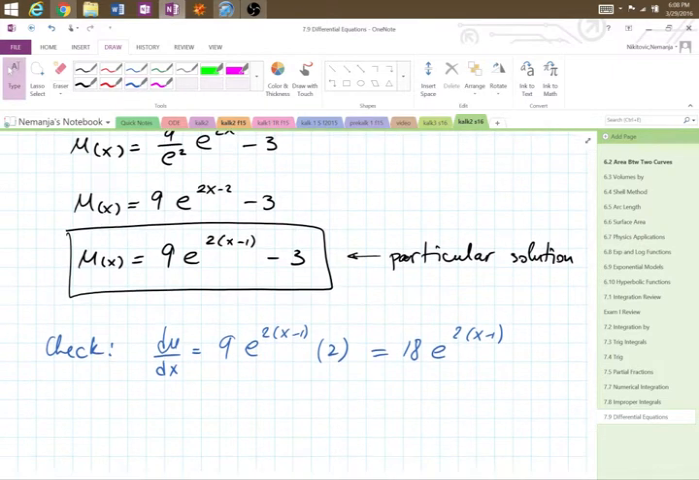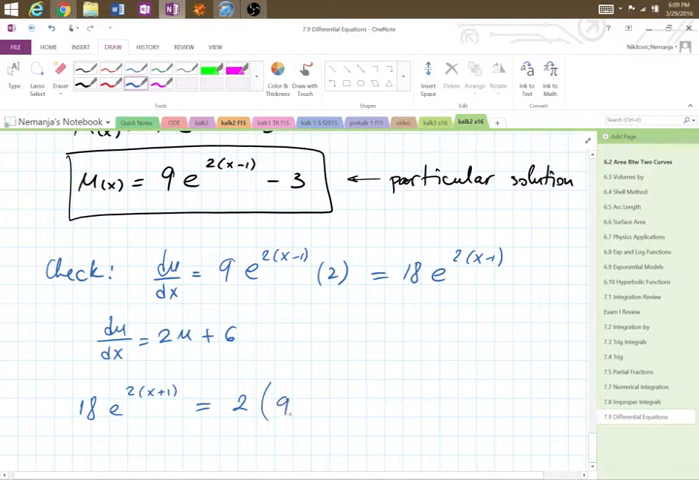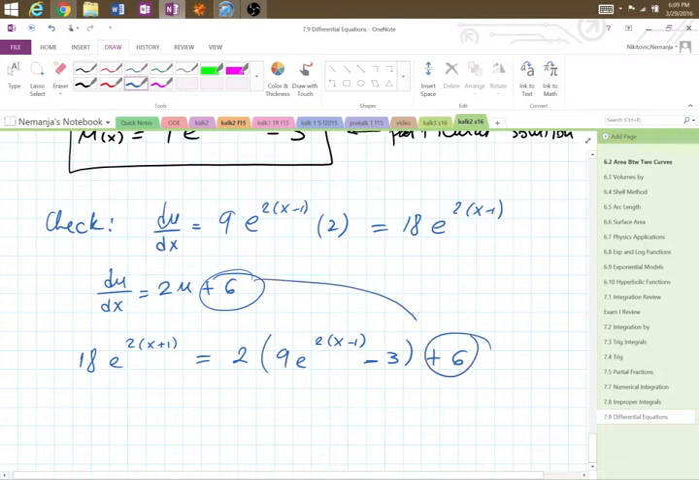So now remember that the differential equation was du over dx is equal to what? 2u plus 6. You just plug stuff in. Instead of du dx, you have 18e to the 2x minus 1. On the other side, you have 2 times u, which is 9e to the 2x minus 1, minus 3. And then you also have plus 6 at the end.